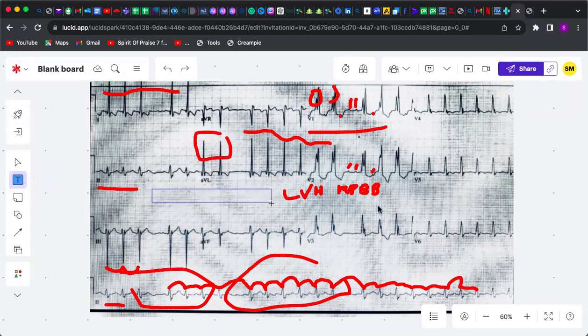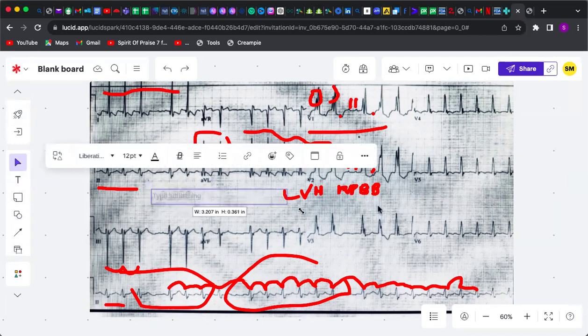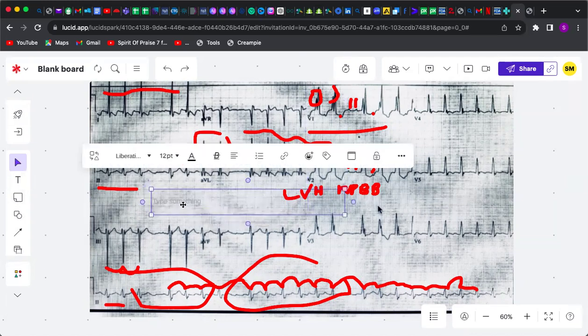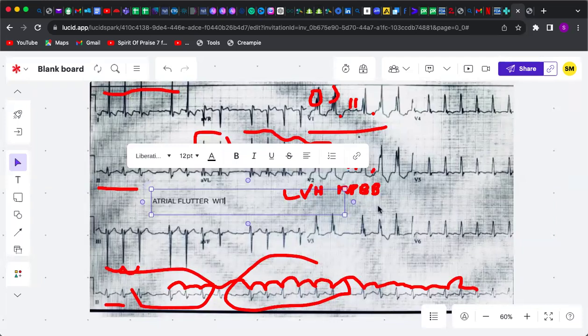So this is going to be your full diagnosis. Okay, so you're going to have the atrial flutter with variable conduction. And then we have the RBBB. And then also, what else did we pick up? And then we have the left ventricular hypertrophy, which was very easy to pick up, right?